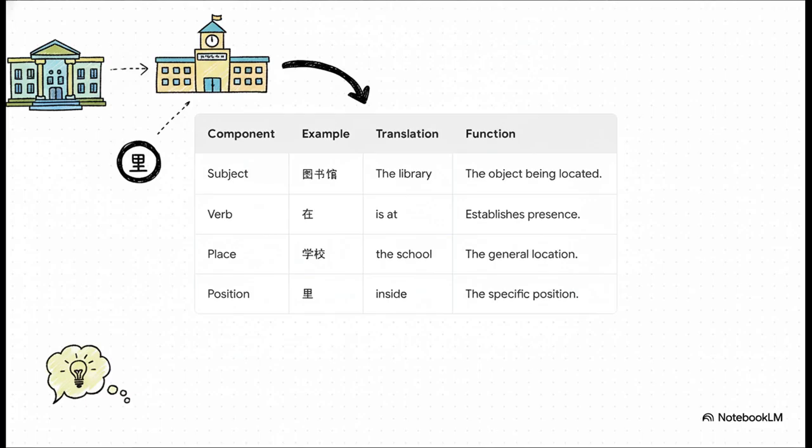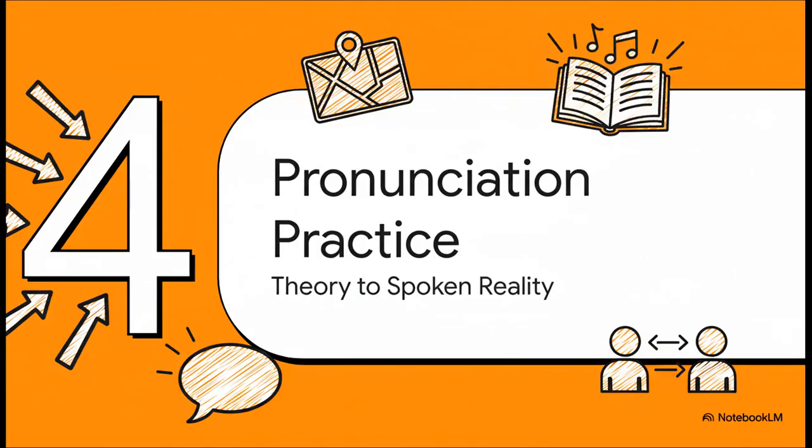And then, at the very end, the position word is 里, inside. Now, the absolutely crucial point here, especially for English speakers, is that the general location, the school, comes before the specific position, inside. You know, in English we say inside the school, but the Mandarin logic is at the school, inside. Okay, so now we have the theory, we've got the characters, we've got the grammar down.